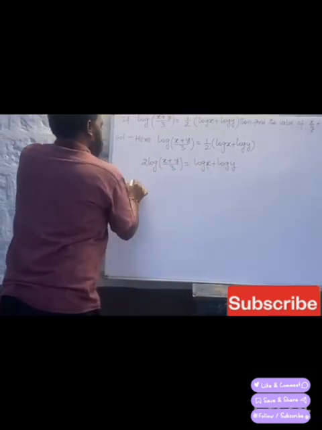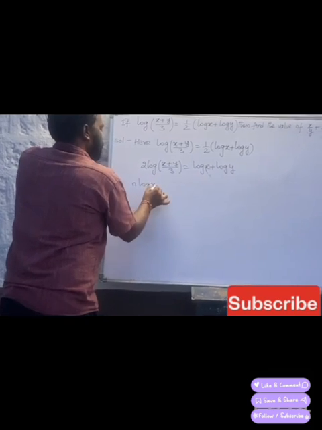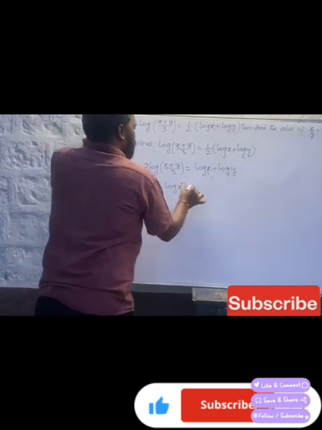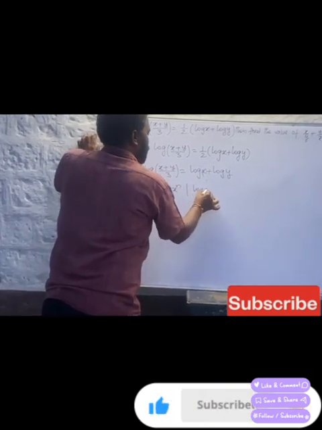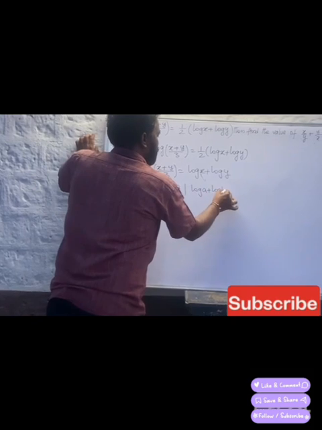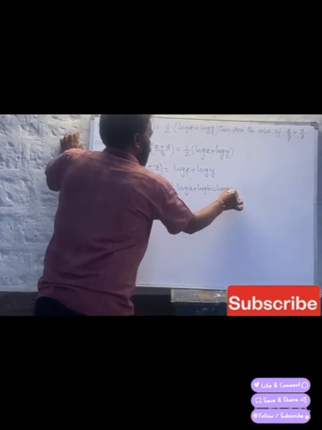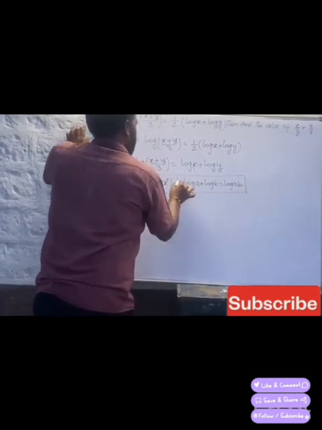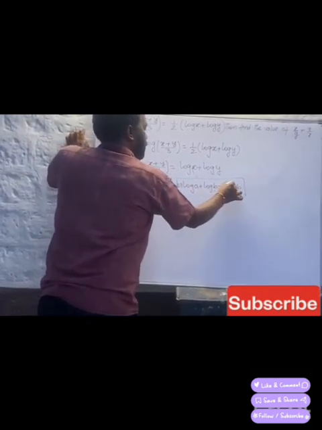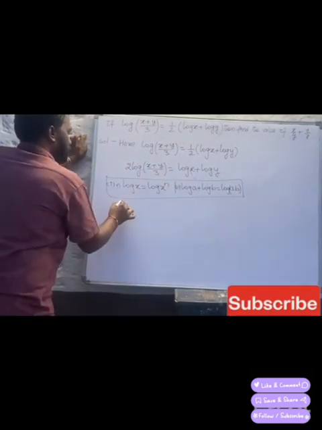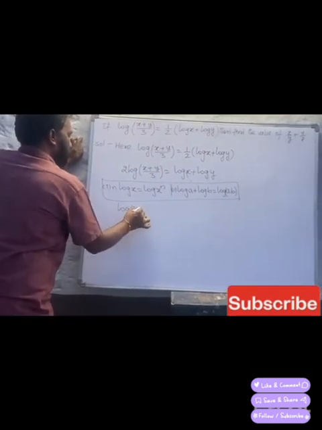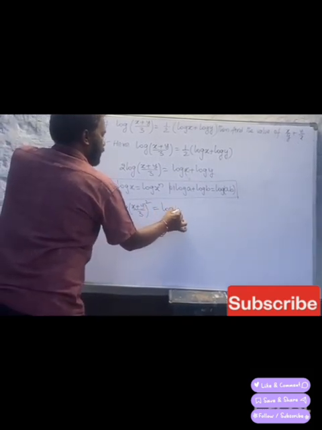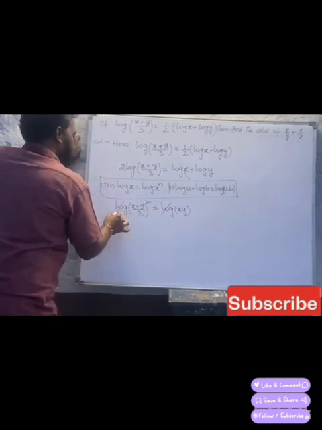Here we are applying two fundamentals. One is n log x is equal to log x power n, for the left side value. For the right side, log a plus log b is equal to log ab. We are applying these two fundamentals. N log x is equal to log x power n, this is the first one. Log a plus log b is equal to log a into b. So the left side can be changed as log x plus y by 3 whole square, and the right side log x into y. On both sides logarithms cancel.